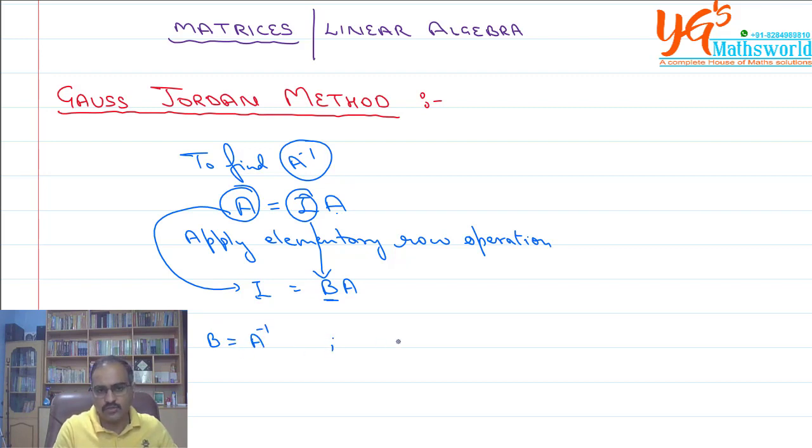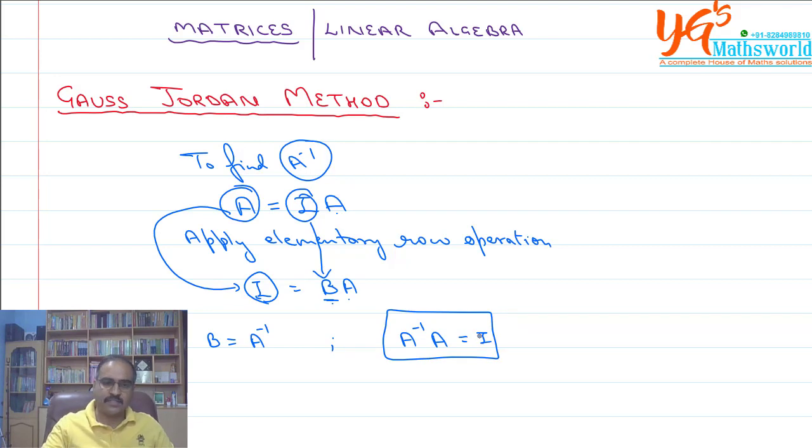Why so? Because we have used the property of A inverse into A. This is A inverse into A, that is equal to what? Identity matrix, because this is a well-defined property. So this is the method which we are going to use in Gauss Jordan method. So let us take an example for this one.